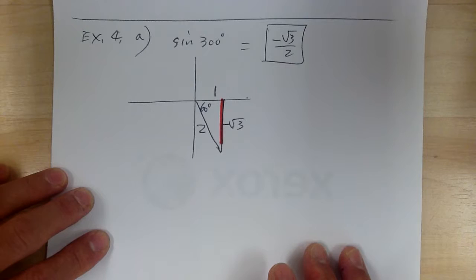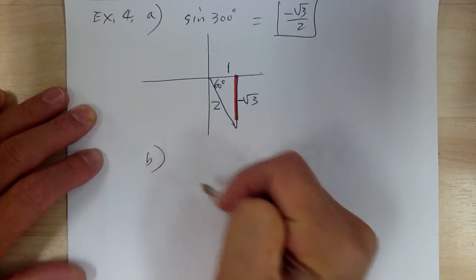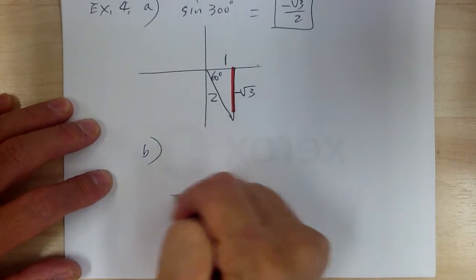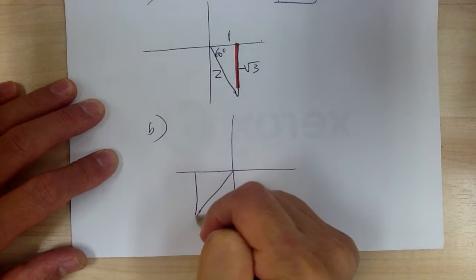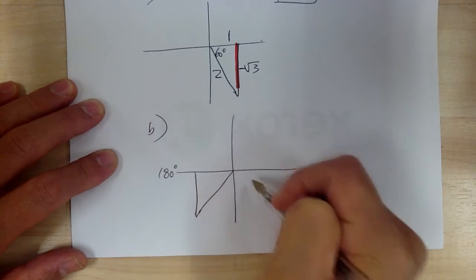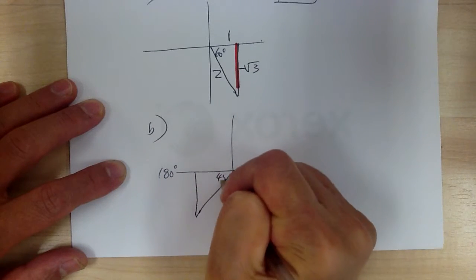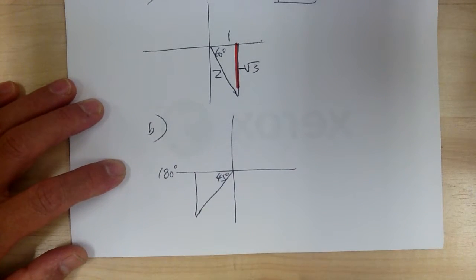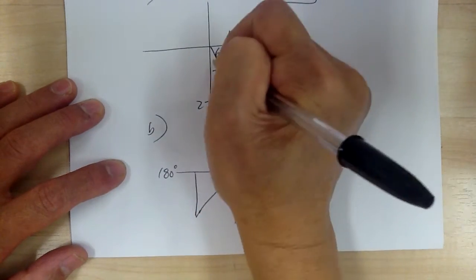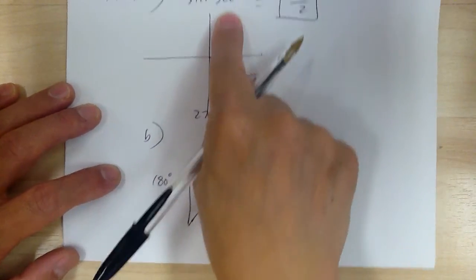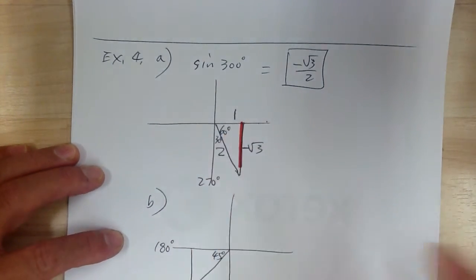Okay, let's go to part B. It's 225 degrees. So it's going to be right over here. So this is 180. So your 225 minus 180 will give you 45 over here. Like this one over here. This is 270, so that's how you get 30 over here, right? 300, so you go 270 and you get another 30. So this would be 60. So that's how you figure out the angles.